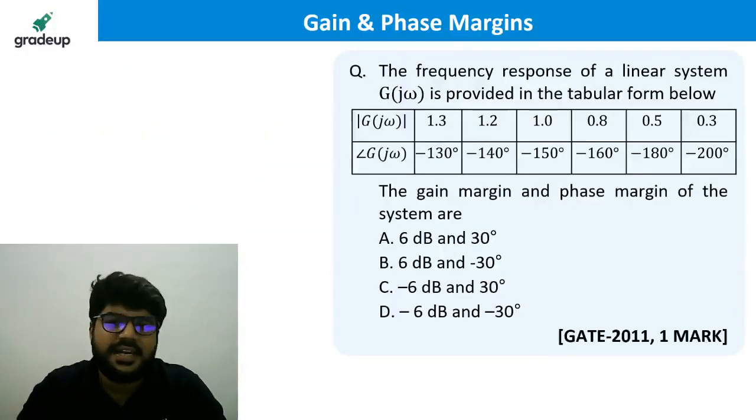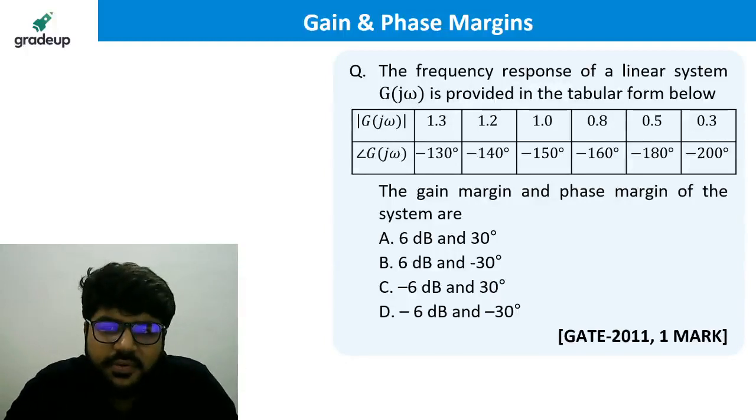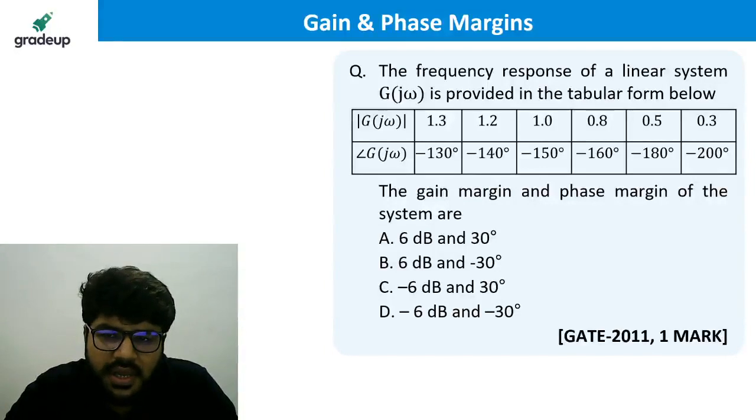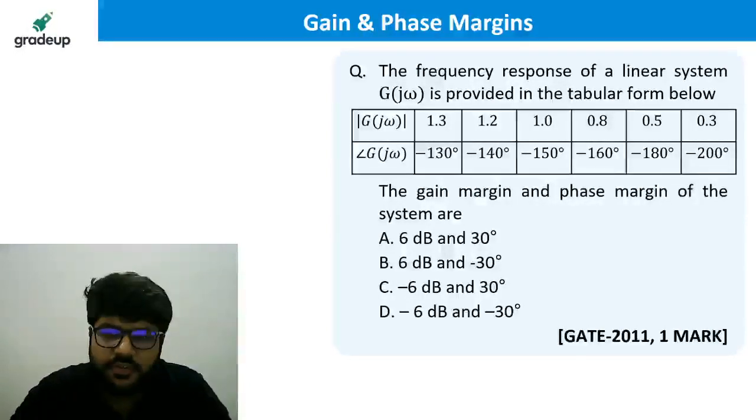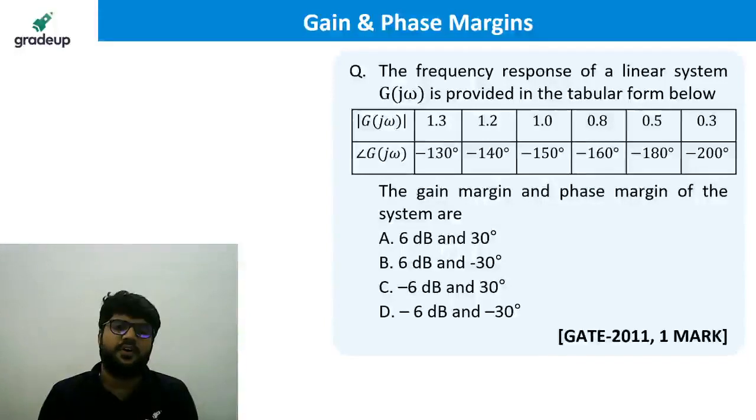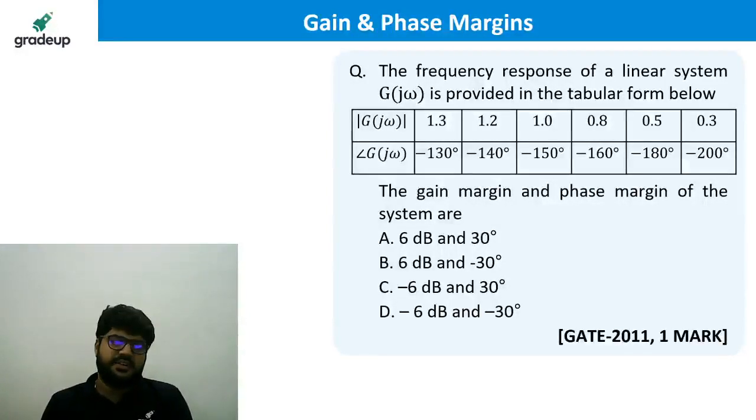Okay. Yes, guys, can you answer this question? The frequency response of a linear system G(j omega) is provided in the tabular form below. What is the gain and phase margin of the system? Now, plots are not given, neither Nyquist plot nor Bode plot, just the phase and magnitude information of the system is given in tabular form. Can you find the gain and phase margin of the system?